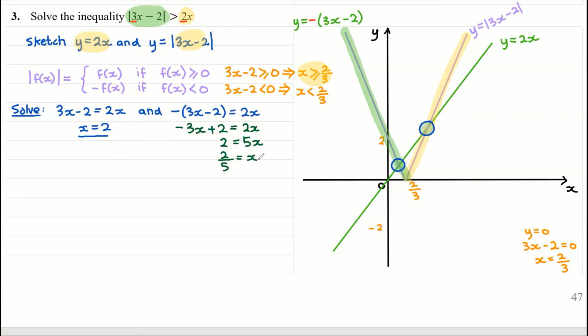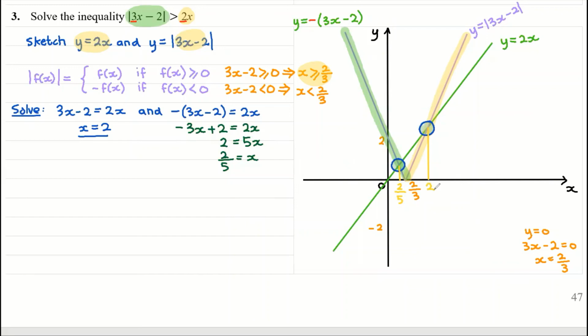So how does this correspond to our diagram? Well, you can see by observation, or inspection, I should say. Those two values, this must correspond to the 2/5 because it's between 0 and 2/3 where that apex is, and this point here must be at the point 2.